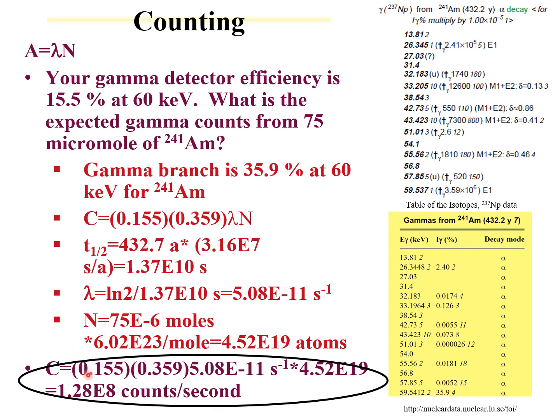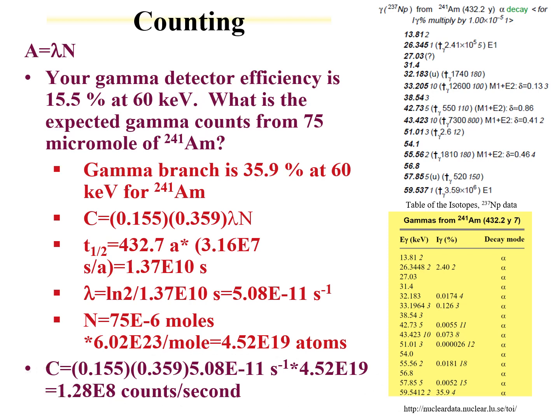But if I put this sample in, I would expect to have 1.3 times 10 to the 8th counts per second. That's way too many counts. You would saturate your detector. So what this tells you right away is that that concentration is way too high. We're talking orders of magnitude. You'd better go to 75 nanomoles or even picomoles.